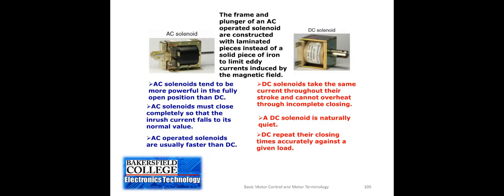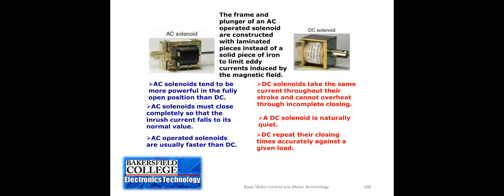So if a solenoid is not allowed to move completely in its range of travel, if it doesn't pull in completely, then it could overheat and burn up. Now, a DC solenoid will have the same strength throughout the entire range of motion, and it's just not going to overheat like an AC solenoid would if it's not completely pulled in.